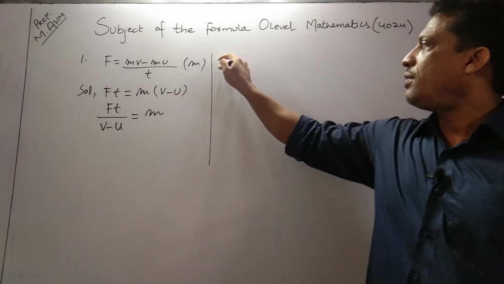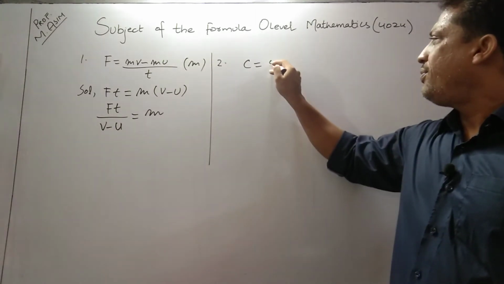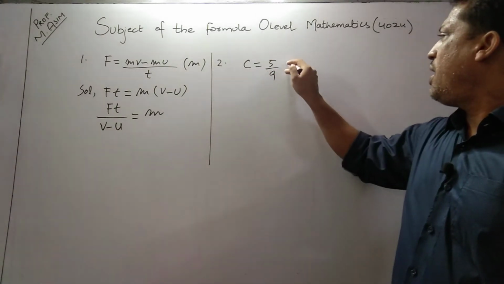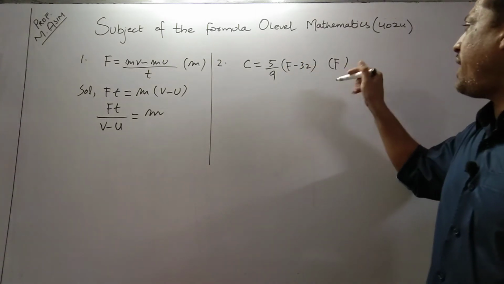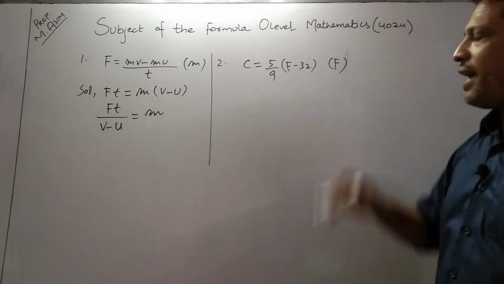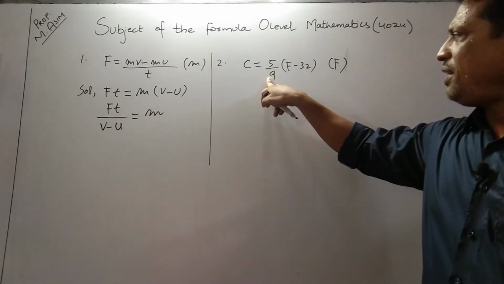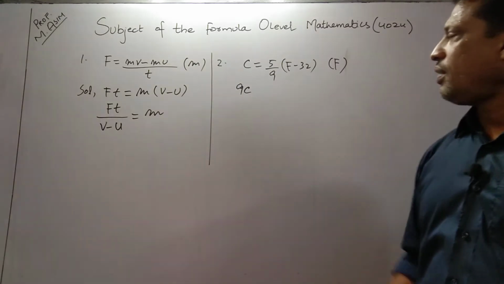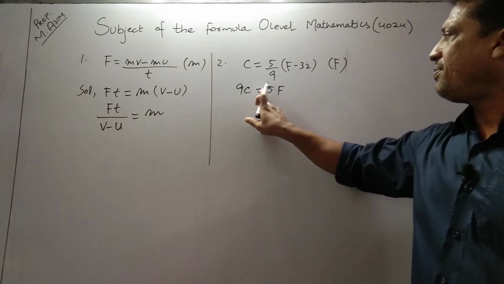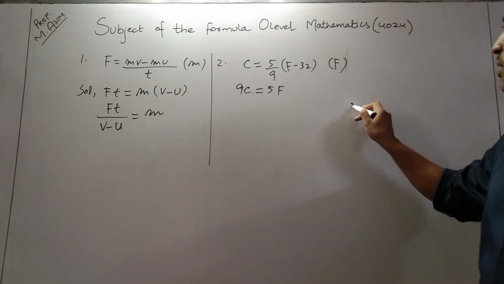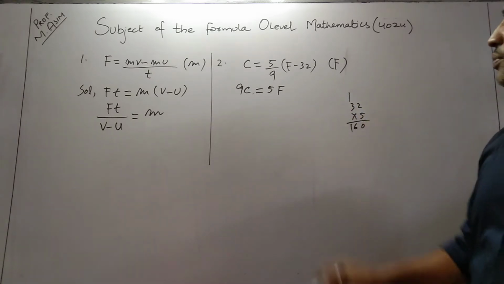See another, question 2. C is equals to 5 upon 9 (f minus 32), and the target is to make f the subject of the formula. Very easy. This 9 is divided, so it is multiplied by C, 9C, and 5 multiplied by f is 5f. 5 multiplied by 32 is 160.